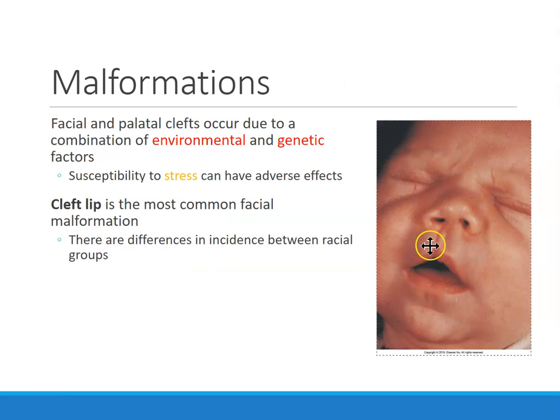All right, so cleft lip or any malformations. We're going to look at cleft lip. We're also going to look at cleft palate, and these can occur because of an environmental or genetic factor. So genetic means your parents, your grandparents, if they had cleft lip, there's a chance that you as a kid could get it when you were born. Environmental could be your surroundings. It could be pollution, it could be smoking, it could be anything really, but stress can cause this. So if you're pregnant and you're going through a lot of stress, it can cause cleft lips.